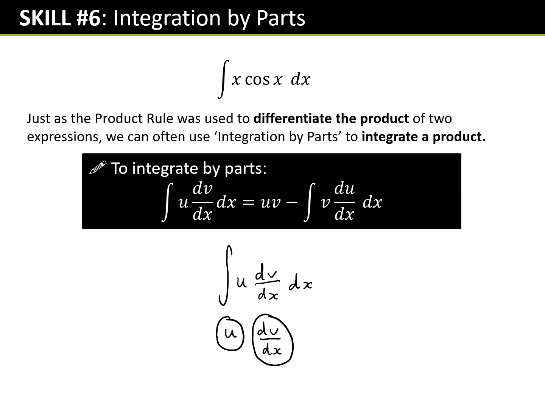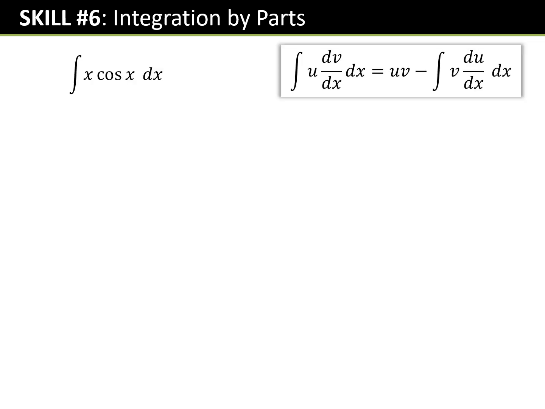We need to choose, out of these two things that are multiplied together, which is going to be u and which is going to be dv by dx. If you look up here in this formula, we start with a u and we need to find du by dx, so we need to differentiate the one thing. With dv by dx, we end up with v, so we need to integrate the other thing.